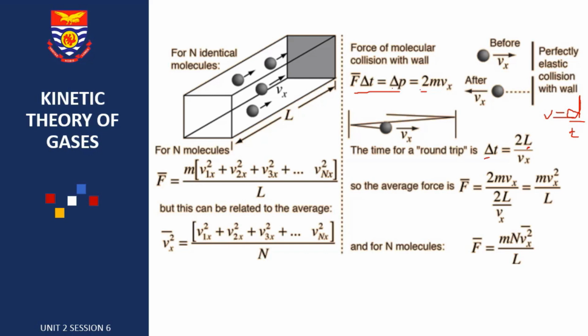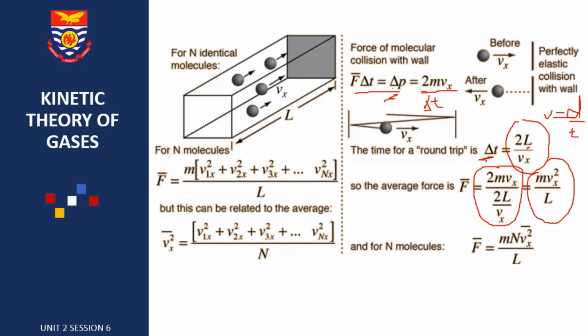Now, let's put the change in t in this first relation, so that in making F the subject, we are going to get 2mvx all divided by change in t. But this time around, the change in t is the whole of 2L over vx. Dividing this by 2, dividing 2mvx by 2L over vx, we are supposed to get m vx squared over L.